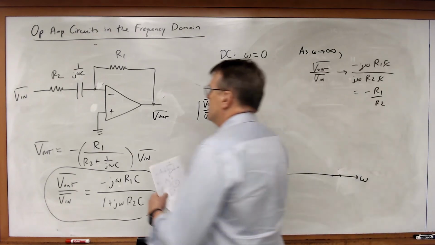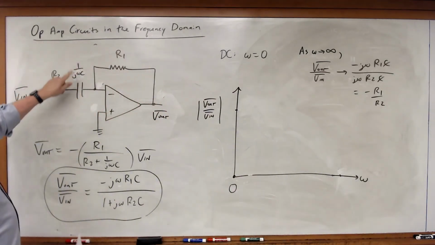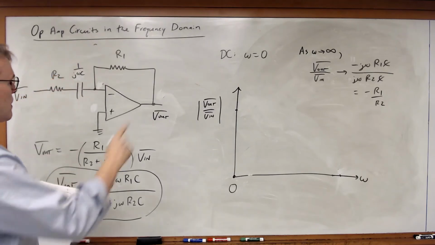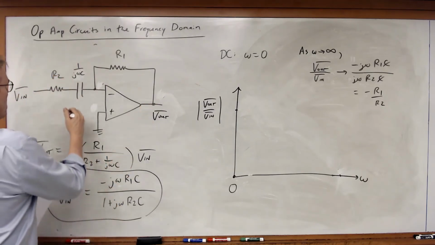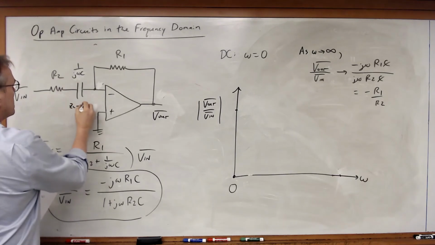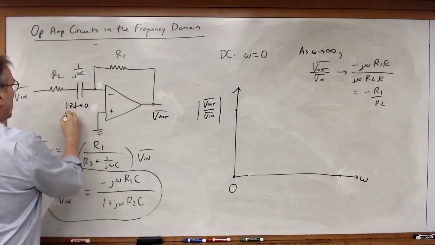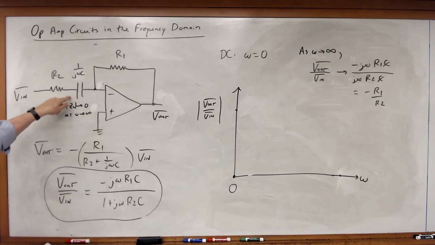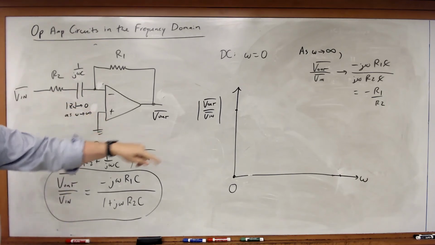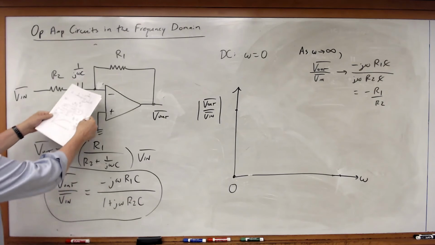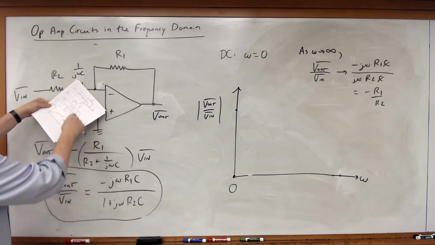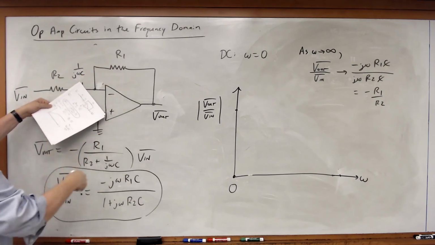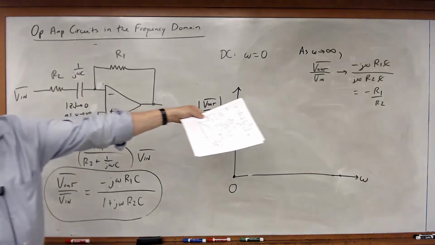So think about this. As omega goes to infinity, the impedance of this capacitor goes to 0. So Z sub c goes to 0. As omega goes to infinity, it becomes like a short circuit at a sufficiently high frequency, and then this acts just like a wire. And so then what do we have? R1 over R2. Once again, it's an inverting amplifier.